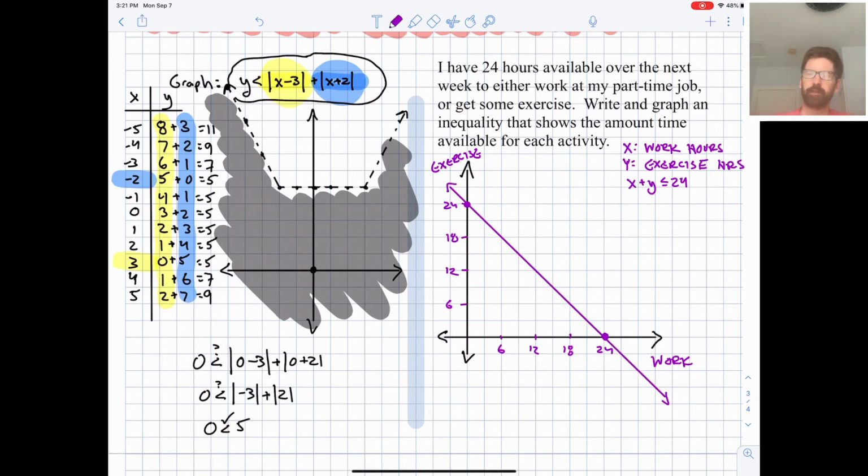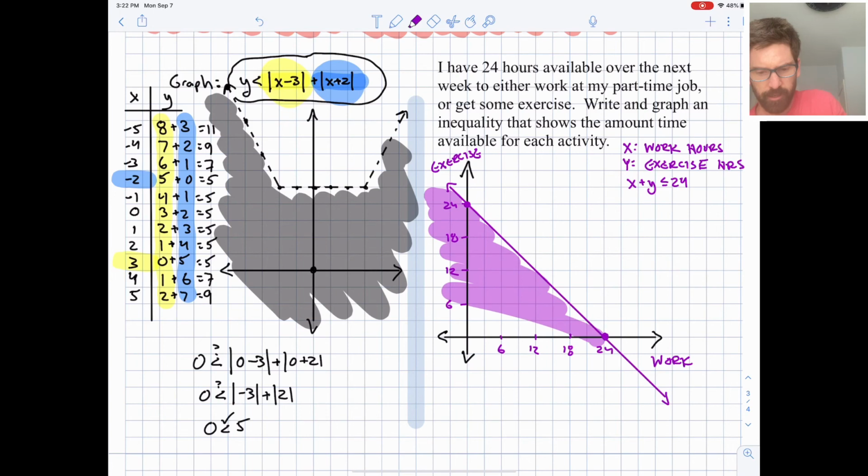And then we need to think about which side do we shade. Do we shade above and to the right or below and to the left of that line? And I think we can see that we can shade below and to the left, because if we put in our test point 0, 0, 0 plus 0 would be less than or equal to 24. So we're going to shade everything down and to the left.